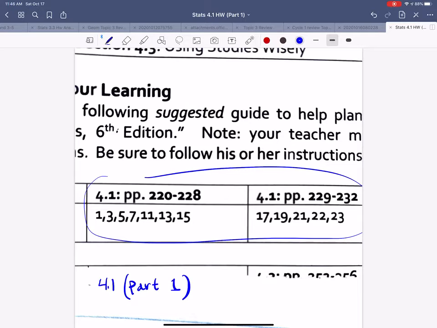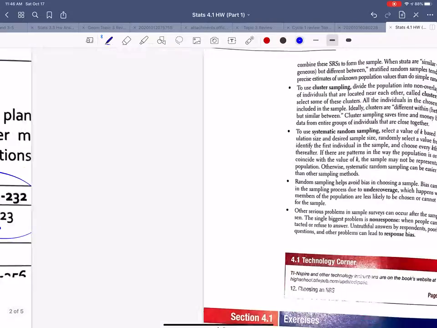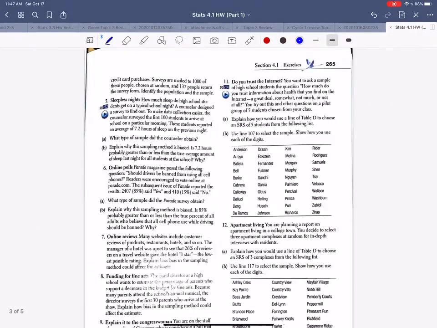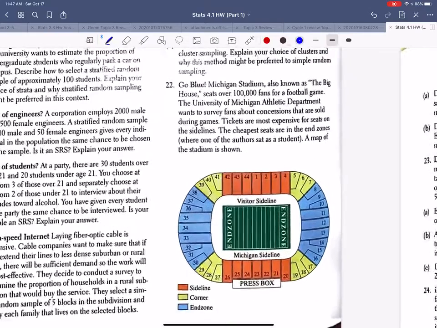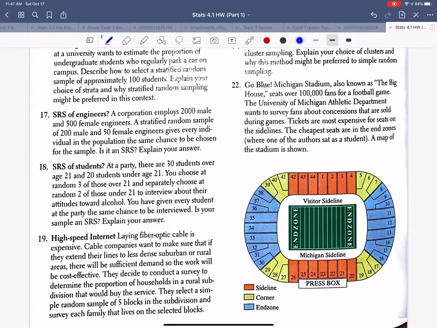Okay, so I'm going to go over question number 22, and this should help you gain some connections between the lesson and the problems I assigned. Question number 22 states, Go Blue. Michigan Stadium is also known as the Big Blue House. Seats over 100,000 fans for a football game. The University of Michigan Athletic Department wants to survey fans about concessions that are sold during games. Tickets are most expensive for seats on the sidelines.